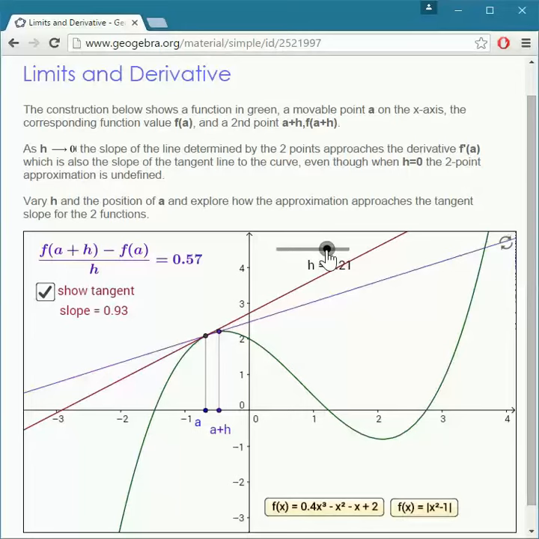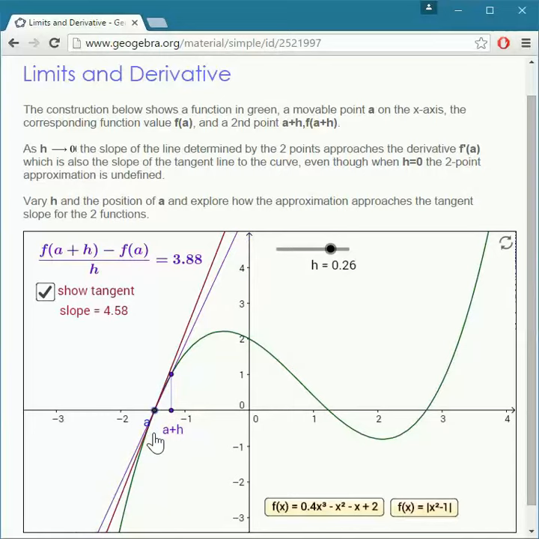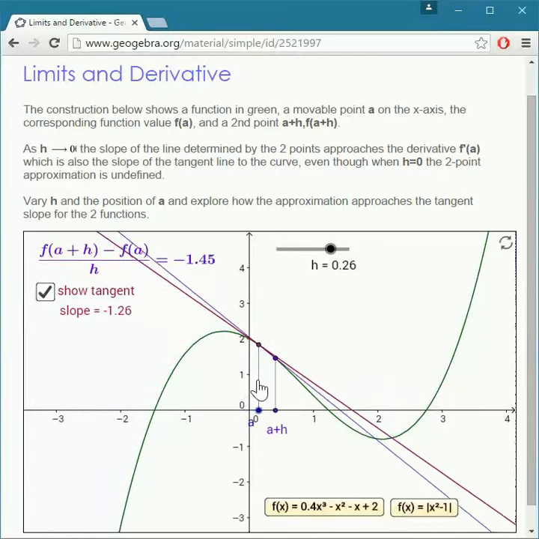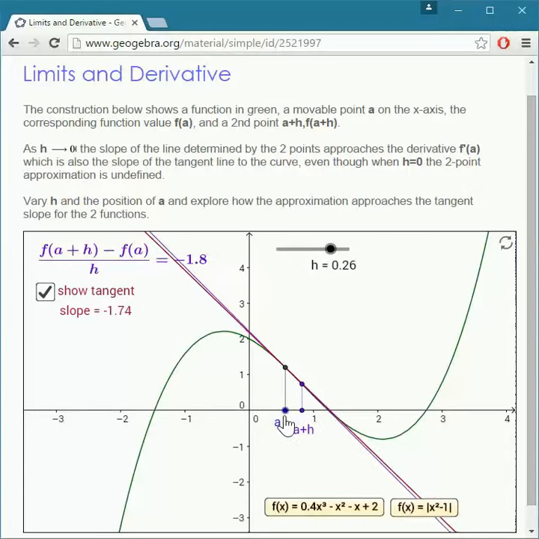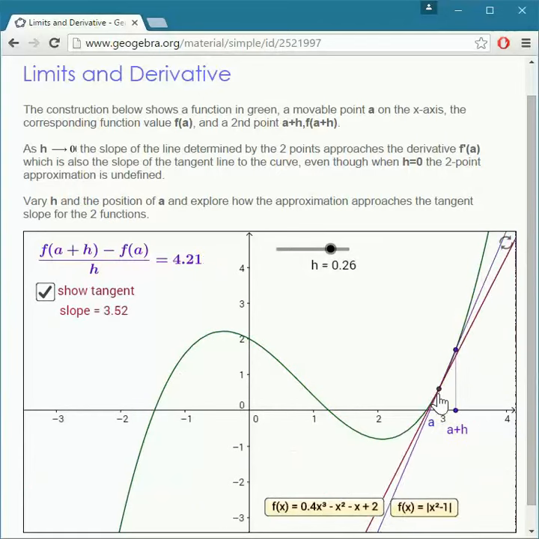So as I let h increase, we can see how the actual derivative, or the tangent line, varies from the finite approximation. When the curve is very steep, they're pretty close together. As we go into this down steep portion of the curve, we reach a point where they're exactly equal, and then they spread apart again as they move further up to the right.